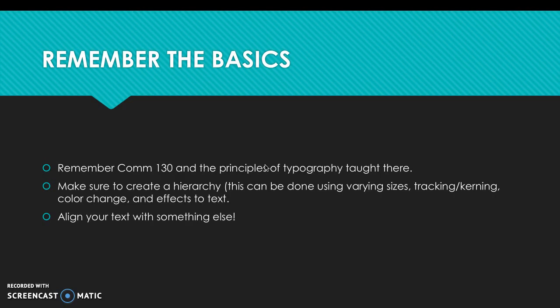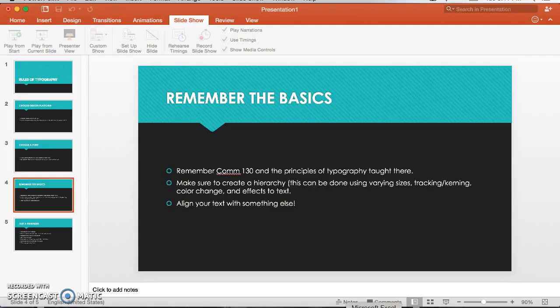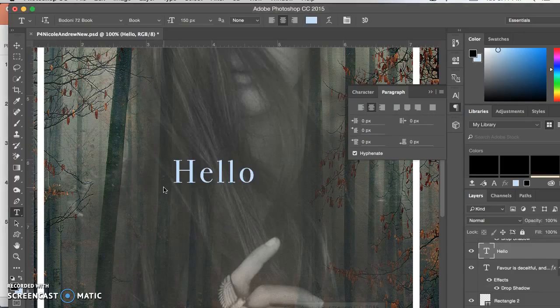Remember your basics. In Comm 130 we learned a lot about design principles and typography, so go ahead and try to recall those. Make sure to create a hierarchy. This can be done using varying sizes, tracking, kerning, color change, and effects to your text. And always try to align your text with something else. So with that, I'm going to move over to Photoshop.